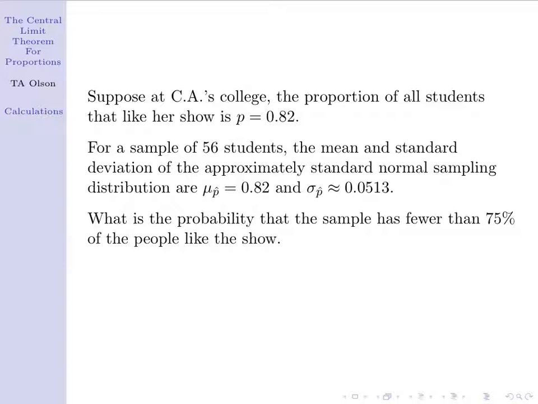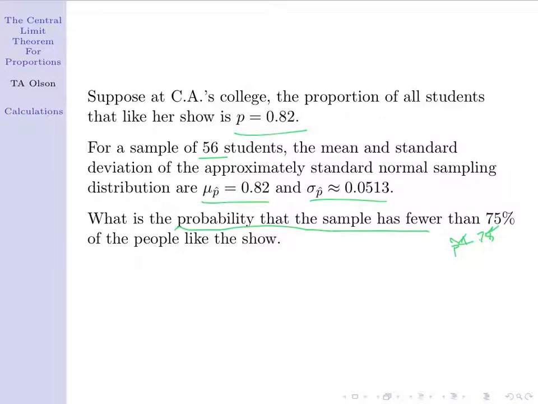Okay, so we have our sample proportion of 0.82. We have our sample size of 56. We know that works. We have our mean of our sampling distribution and our standard deviation of our sampling distribution. So what is the probability that she takes a sample of size 56 and it has a sample proportion of 75% or less? So this is going to be p-hat less than 0.75.